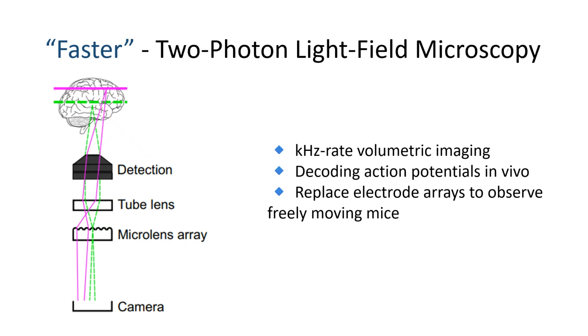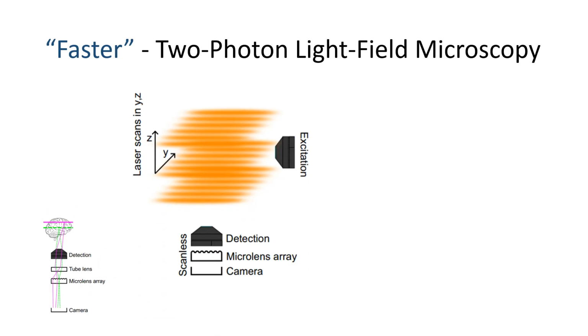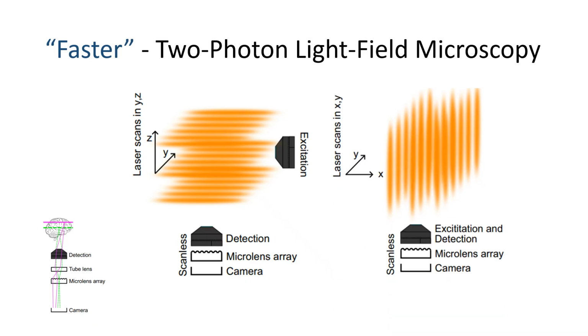Next one is faster. Speed, not width, is the next bottleneck. Two-photon light-field microscopy inserts a micro-lens array in front of the camera to capture the angular information in a single shot. Computational reconstruction then delivers three-dimensional volumes at kilohertz rate, fast enough to resolve some specific cell events that last only a few milliseconds.